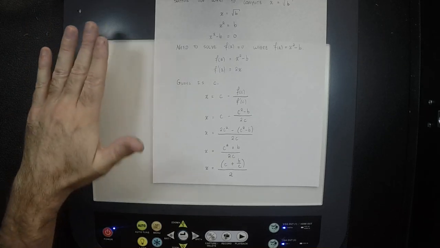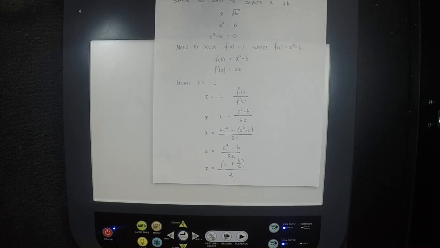Okay, so now let's think about this for a moment. Remember, b is the number that we're trying to compute the square root of. So for sake of concreteness, let's say that we're trying to compute the square root of 10. And we know for a fact that the square root of 10 is between 3 and 4. Now, I want you to suppose that we have guessed that the square root is 4, so that's our guess. And is our guess too big or too small? It's too big. Our guess is too big.